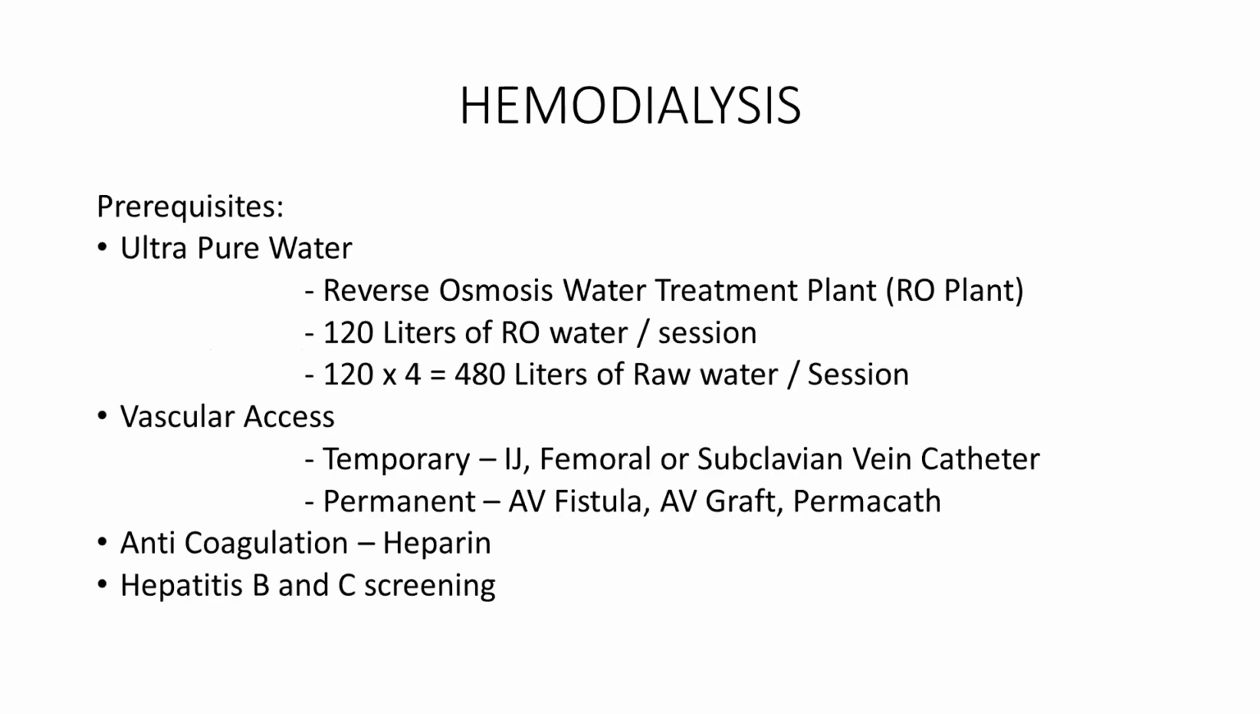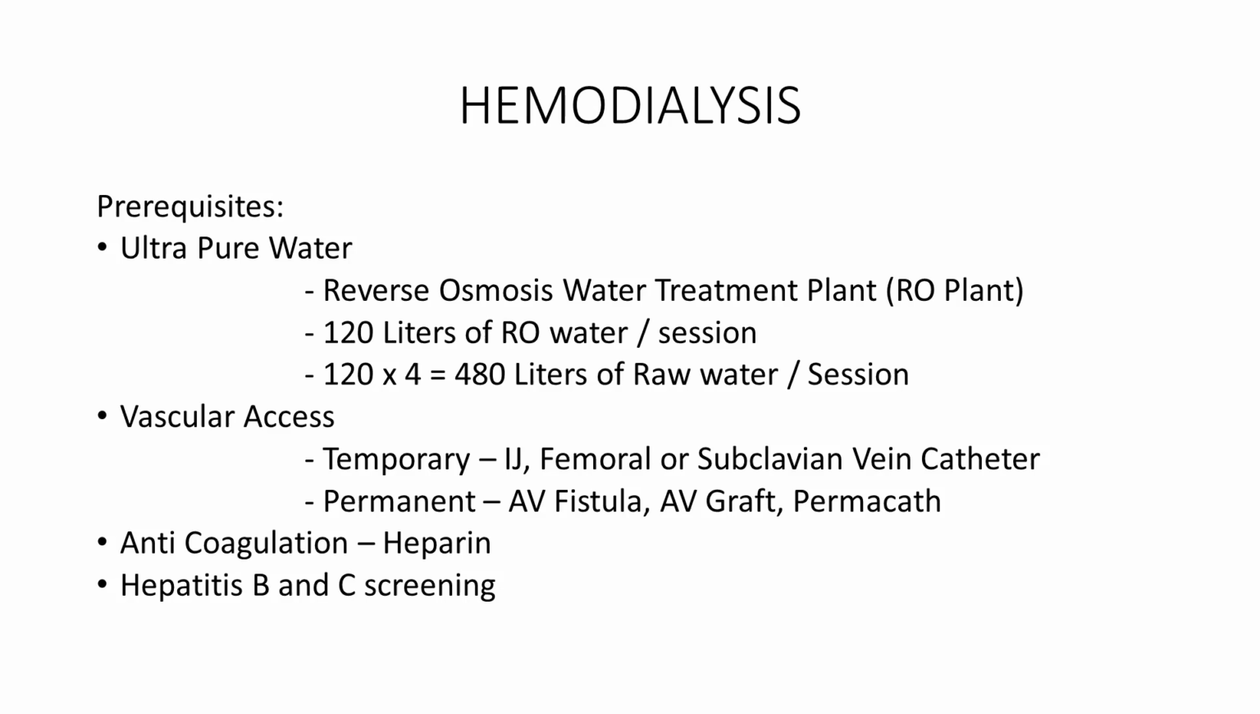Now, you see, each dialysis session requires around 120 liters of water. Now, that water needs to be absolutely pure. It should be as good as distilled water. And to procure RO water, a procedure is used which is called reverse osmosis treatment plant. You have to pass water through different things like a filter, dechlorinator, water softener, and RO membrane, and then you get the ultra pure water.